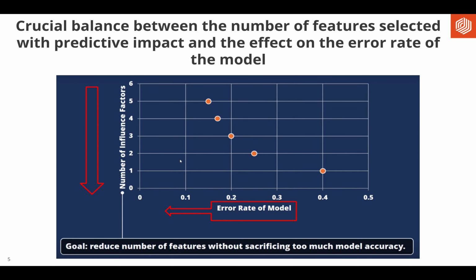Redefining which features are essential in a unique medical context is not an easy task, and as we experience every day, the set of essential features is situational dependent. Reducing the number of features is also interconnected with the error rate of a predictive model we develop. In this episode, I will illustrate this crucial balance between the number of features selected with a predictive impact and the effect this has on the error rate of the model.